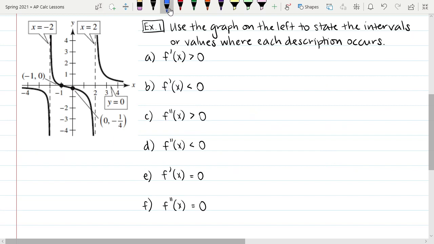Okay, so here on the left we have a given graph, and we're going to use that graph to state the intervals or values where each of these descriptions occur. So first we're going to look for where f prime of x is greater than 0. Again, if f prime is greater than 0, then f prime is positive, and that means we're talking about where f is increasing.